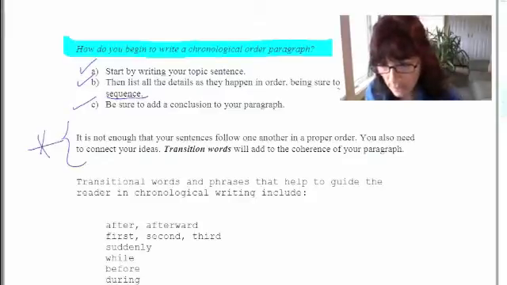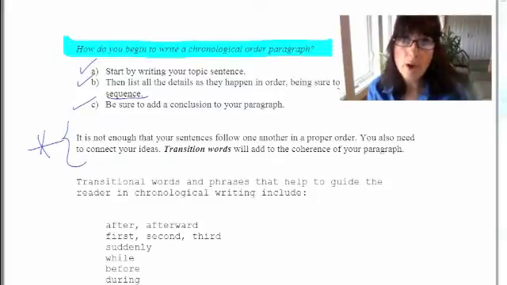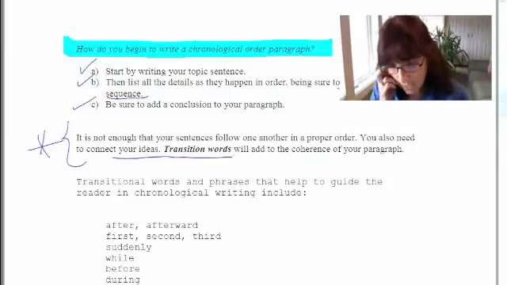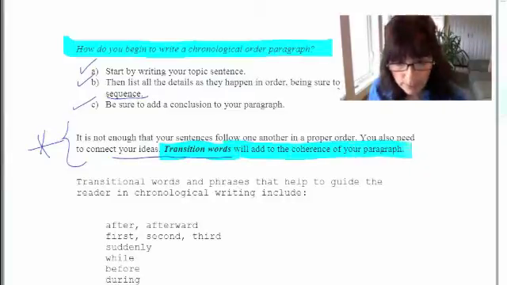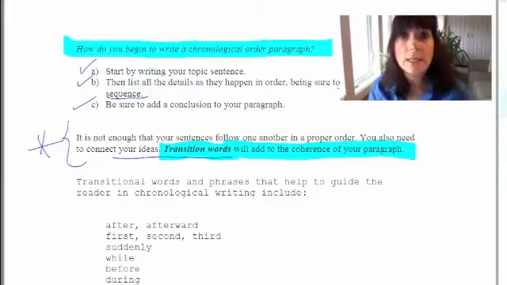Now keep in mind that it's not enough that your sentences just follow one another in proper order. That's very important, that's crucial, but you also need to connect your ideas. And in order to connect your ideas, you have to include something called transition words in the body of your paragraph, which will add to the coherence of your paragraph. Now, transition words should be used for any kind of writing. This is just a paragraph unit, but it makes no difference if you're writing a paragraph, an essay, a longer piece of writing. If you're writing a report, a business report, you really need to use transition words in order to help your ideas to flow.